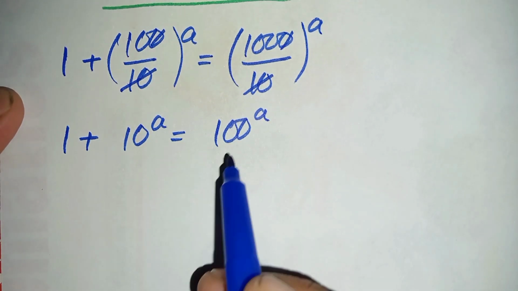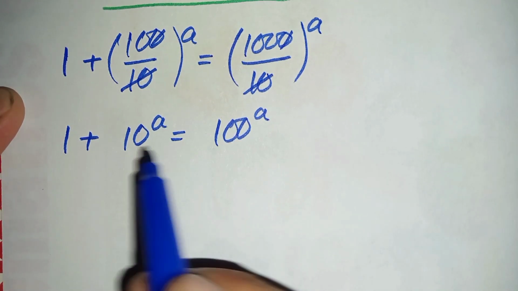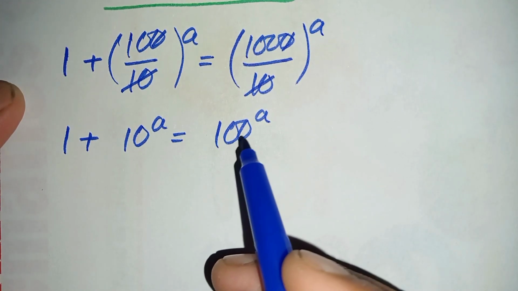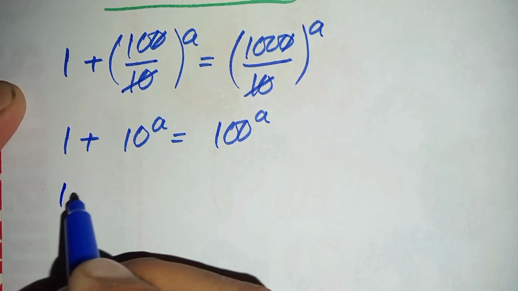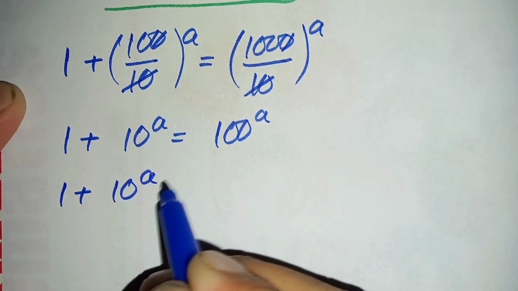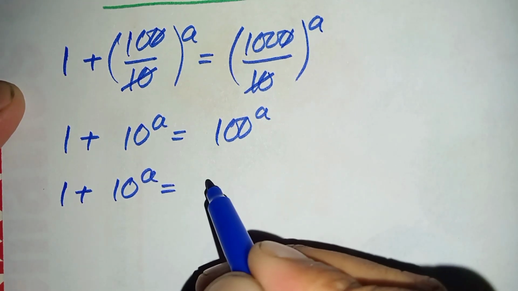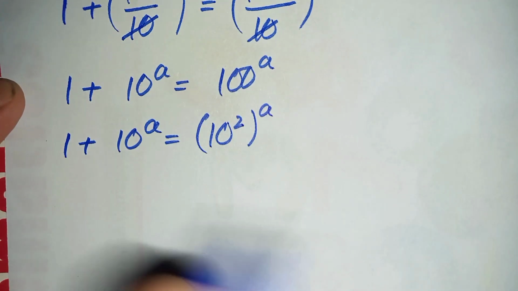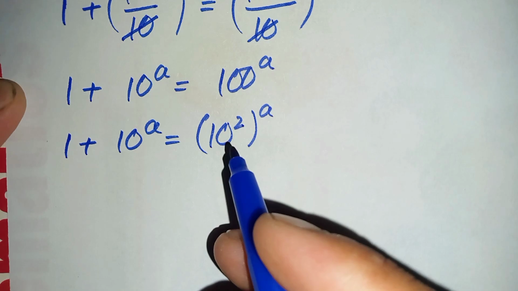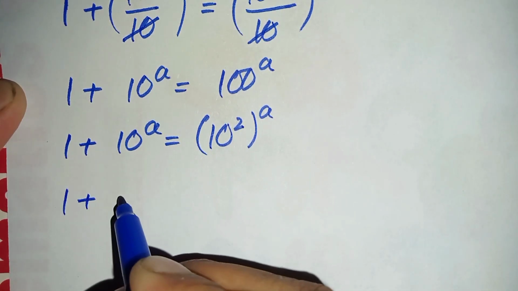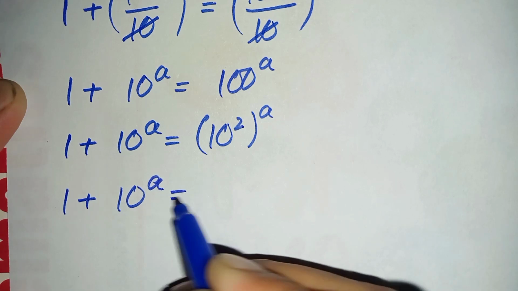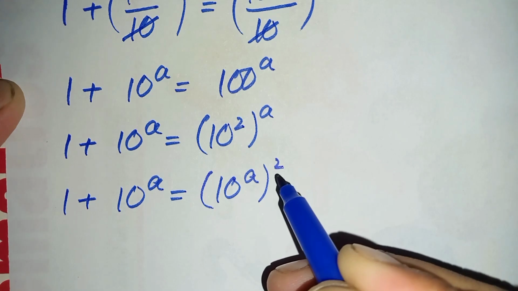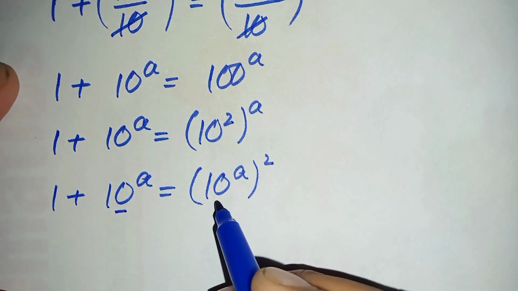Now next we will try to make this term like this one, 10 raised to power a. So for that we will change this 100 to its exponential form, 10 raised to power 2, and then we will replace 2 with a. So 1 plus 10 raised to power a is equal to, we can write 100 as 10 raised to power 2 whole raised to power a. And here we will replace these two powers according to an exponential math property. So this will become 1 plus 10 raised to power a is equal to 10 raised to power a whole square.